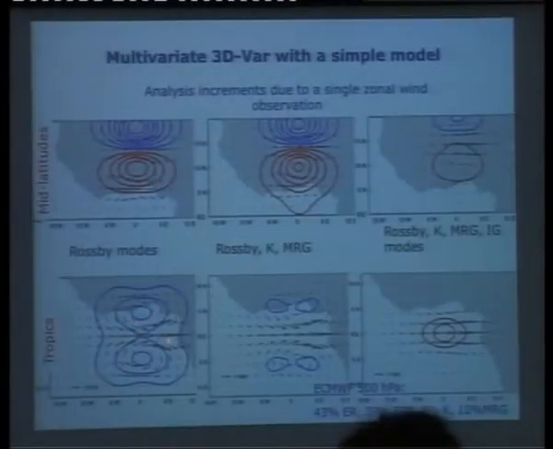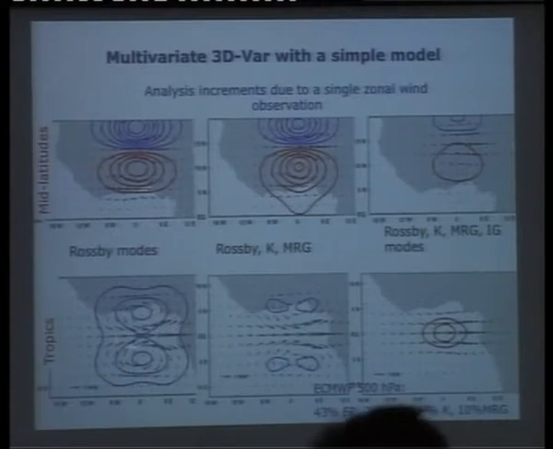I'm just talking about basic dry dynamics. So we take a single observation at the equator, and we try to assimilate it in the model the way it is done in the mid-latitudes. And this is the result you get. You get some response in the temperature at the equator, and this is wrong. This is what the quasi-geostrophic thinking would produce at the equator.